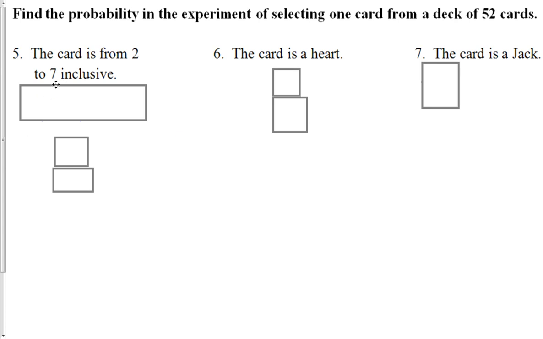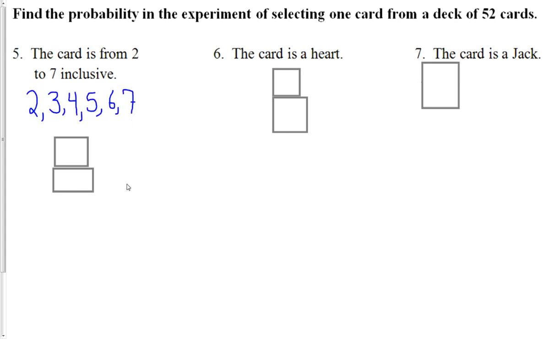So a card from 2 to 7 inclusive, meaning including 2 and 7. So counting them out, 2, 3, 4, 5, 6, 7, those are 6 options, and there are 4 of each of those. So we have 6 over 13 for total number of options. Now, you could have also done 6 times 4 over 52, but this is 6 of the 13 card types, so 6 over 13 is our answer.